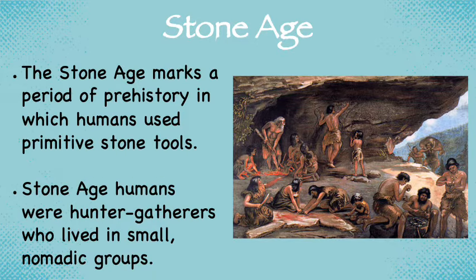The Stone Age marks a period of prehistory in which humans used primitive stone tools. Now, stones became tools when they were shaped deliberately for specific purposes. And during the Stone Age, humans were hunter-gatherers who lived in small nomadic groups, which means that they frequently moved from one place to another.